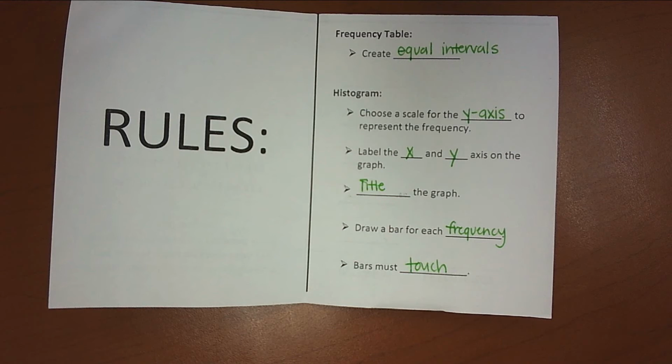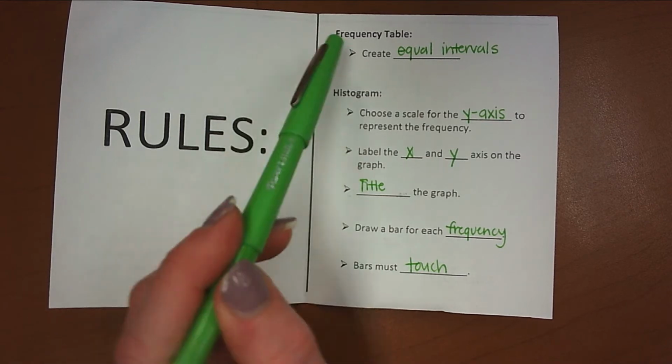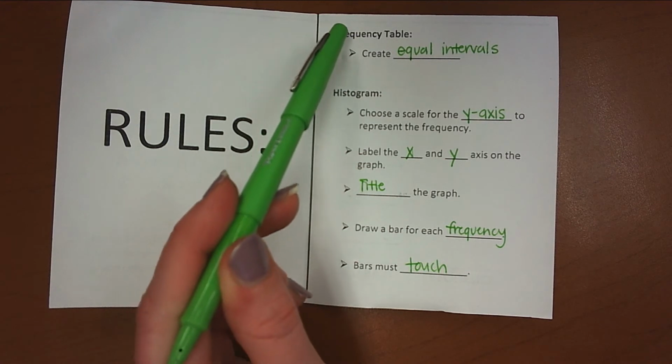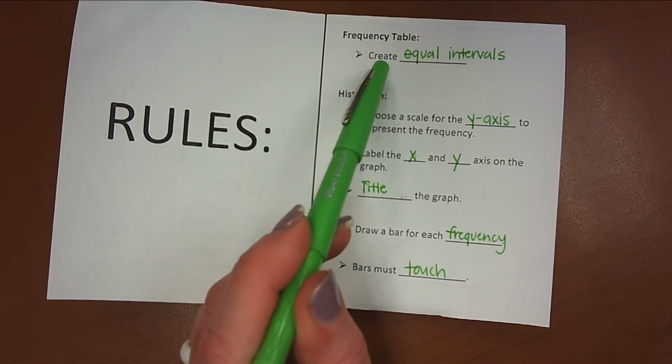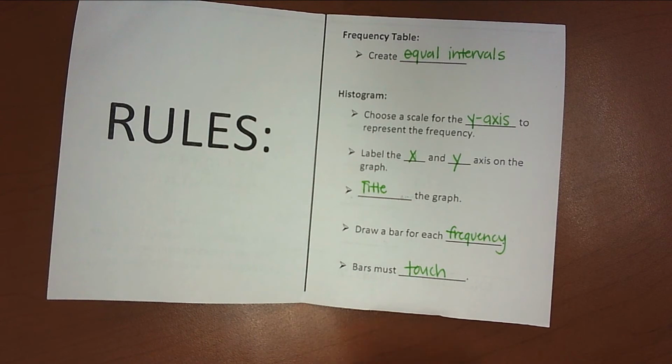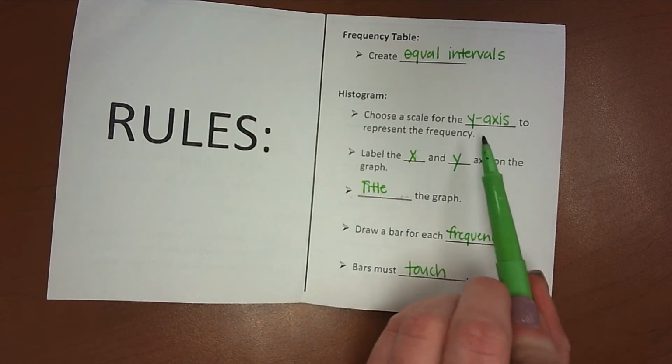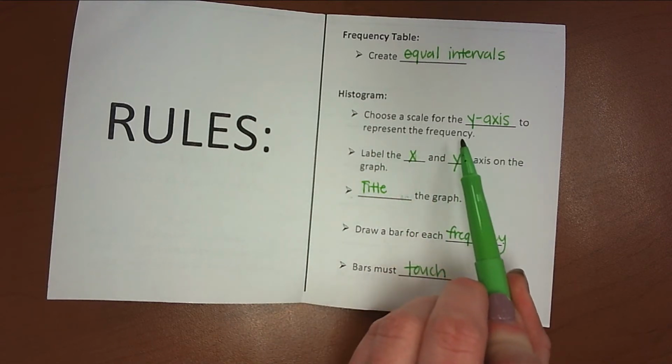A histogram will look very similar to a bar graph if you've done bar graphs in the past, but the biggest difference between the look of them is that a histogram's bars touch and in a bar graph there's space between them. So in order to make a histogram, we have to create a frequency table. And when we do our frequency table, we really want to make sure that we create equal intervals. Then when we do our histogram, we choose a scale for the y-axis to represent the frequency.